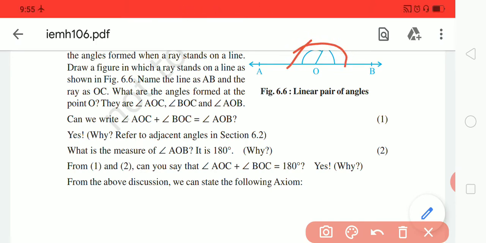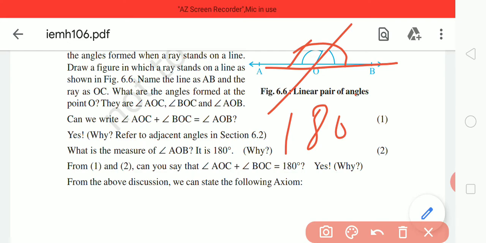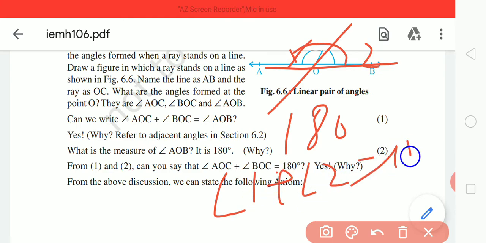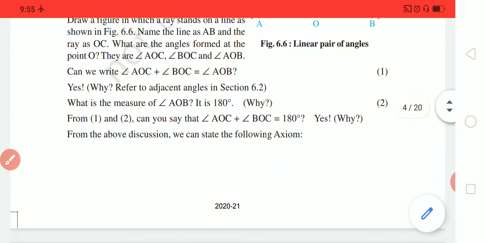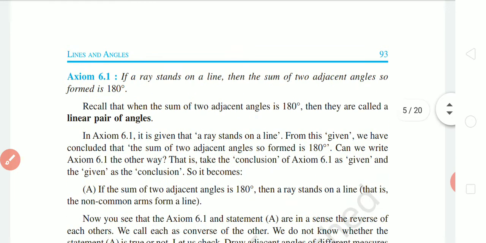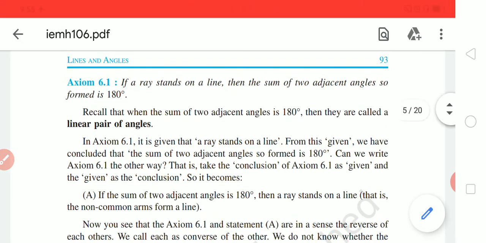This is the straight angle, and a straight angle is of 180 degrees. How many parts can you make here? In the pair, you know that two angles are there. So angle 1 and angle 2, when you add angle 1 and 2, you will get 180 degrees. This is the pair of angles. Now come to the first axiom here.